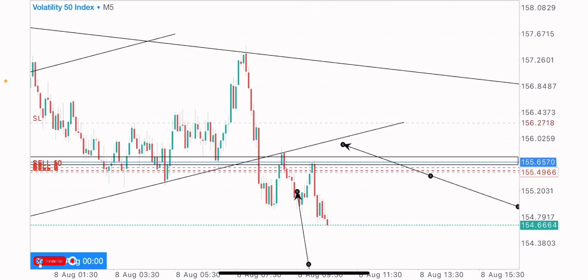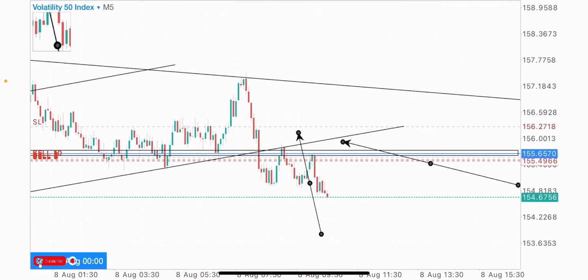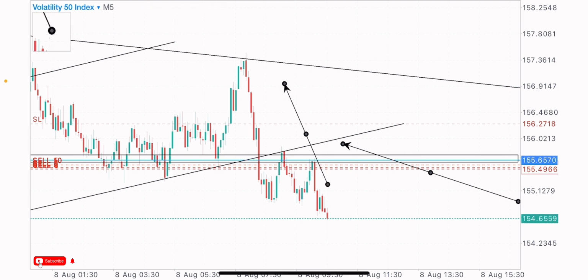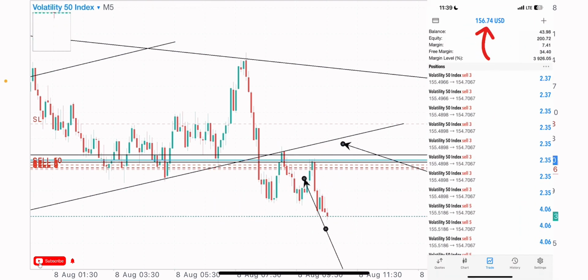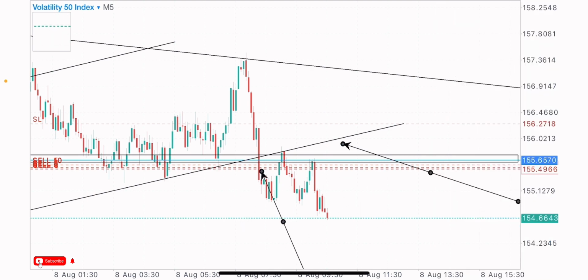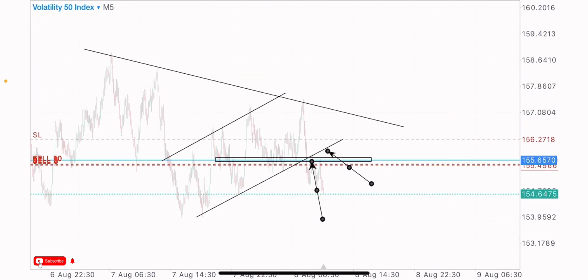So that's how I was able to take the sells on the V50 index, working with market price action, market structure, patterns, zones, and levels. So that's why I took the sells on the V50 index. I'm moving my stop loss below my entry and closing some positions to secure the trade, and I'll be holding the remaining positions to run up to this point.